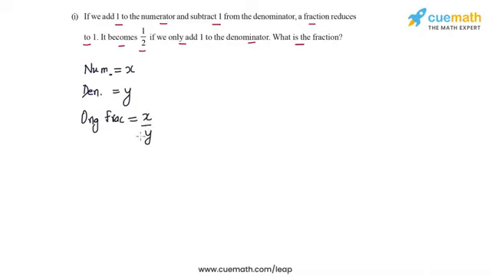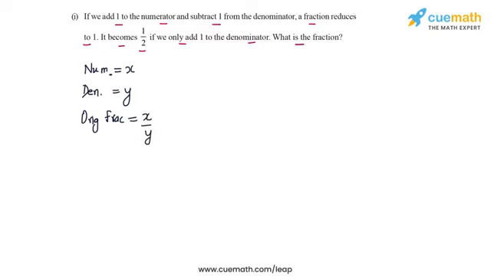The first part says: if we add 1 to the numerator and subtract 1 from the denominator, a fraction reduces to 1. It becomes half if we only add 1 to the denominator. So what is the fraction? The unknowns in this case are the numerator and the denominator of the fraction. So let's assume that the numerator is x and the denominator is y. This means that the original fraction will be equal to x by y.